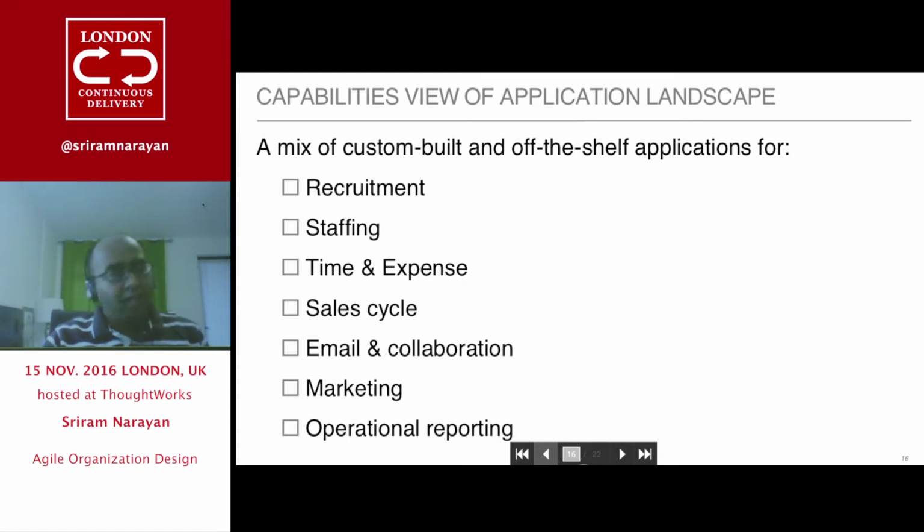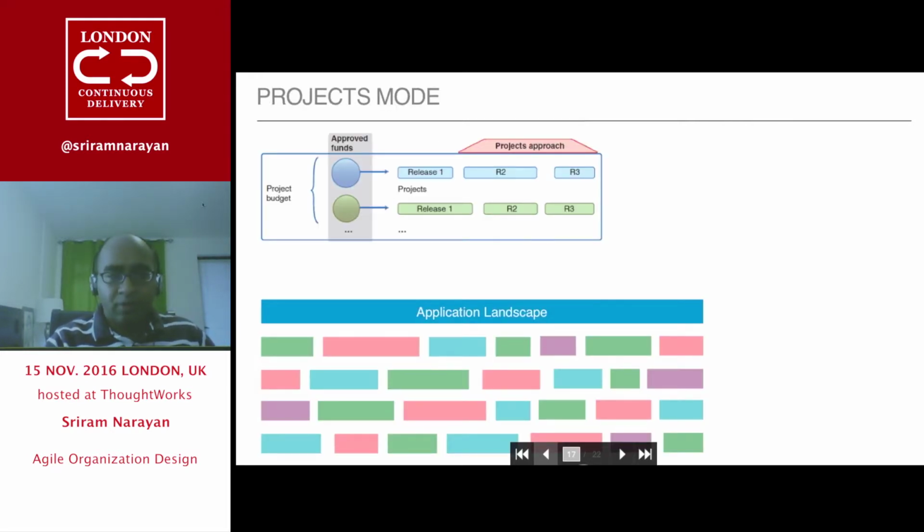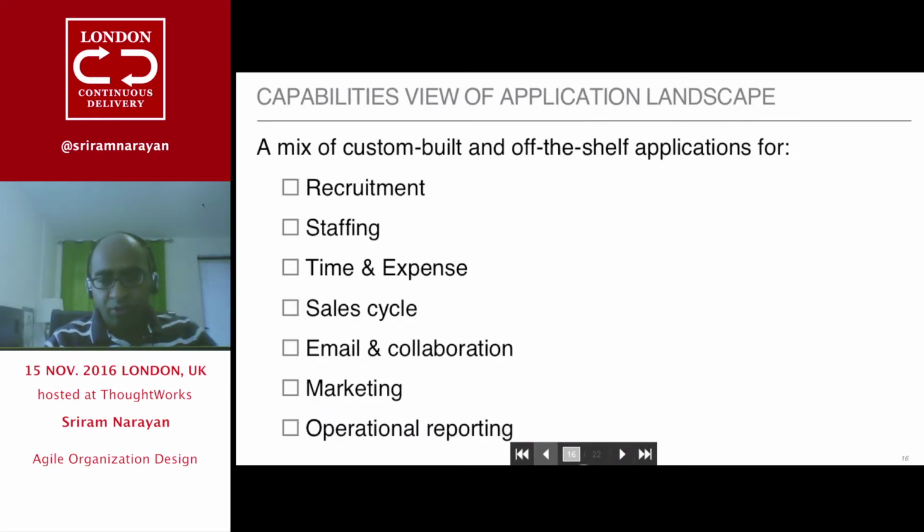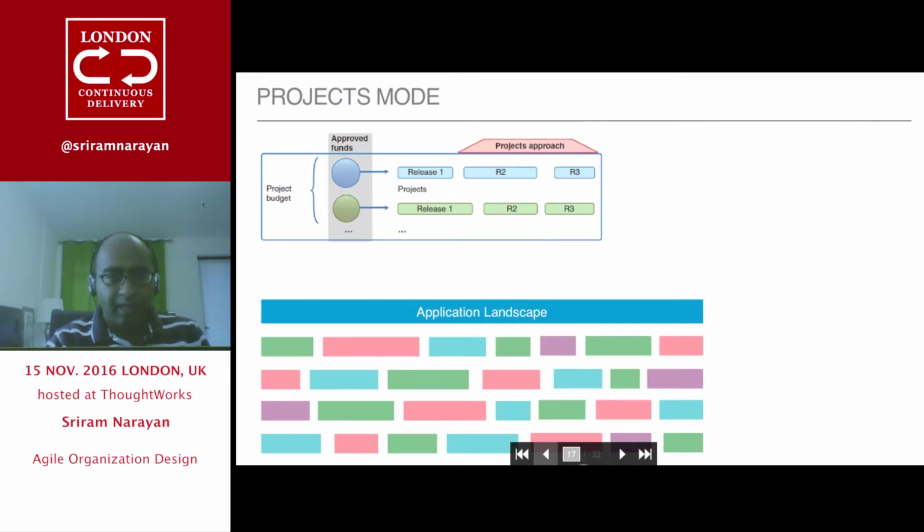Now, till about 5 or 6 years ago, this part of the organization used to operate in projects mode. What that meant was we did not have this kind of view of things, but instead we had a bunch of applications and systems, some mix of custom built and off the shelf. And whenever there was a need to enhance some of these things, bring in some new tools, add some features or so on, projects would get funded.